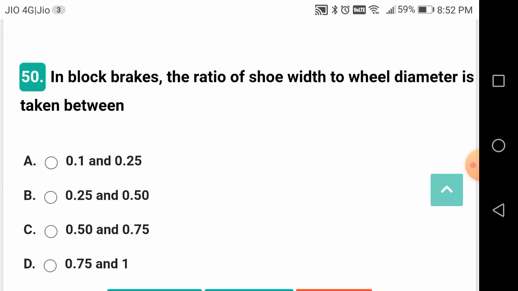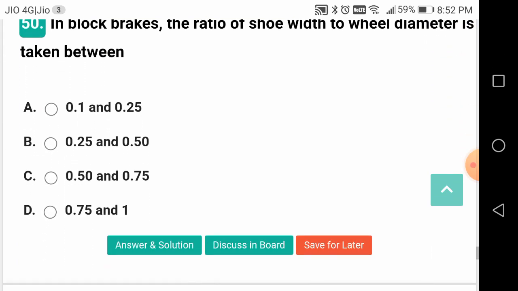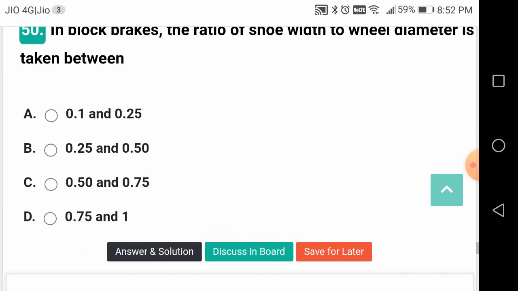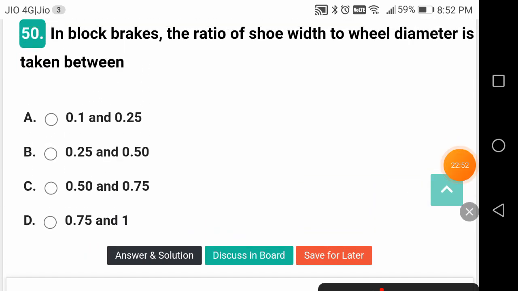In the block brakes, the ratio of shoe width to wheel diameter is taken as, what is the answer? It is going to be taken as 0.25 to 0.5.